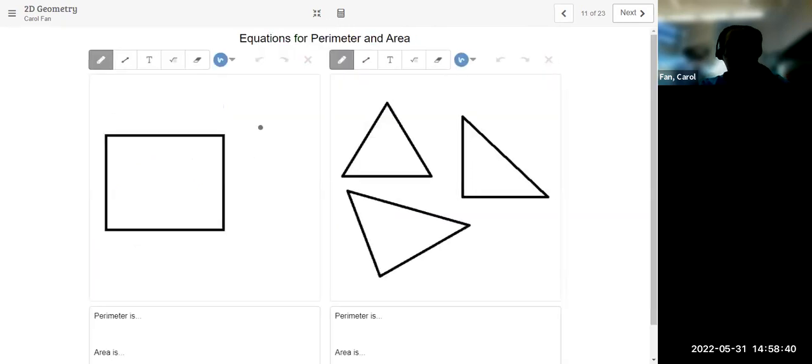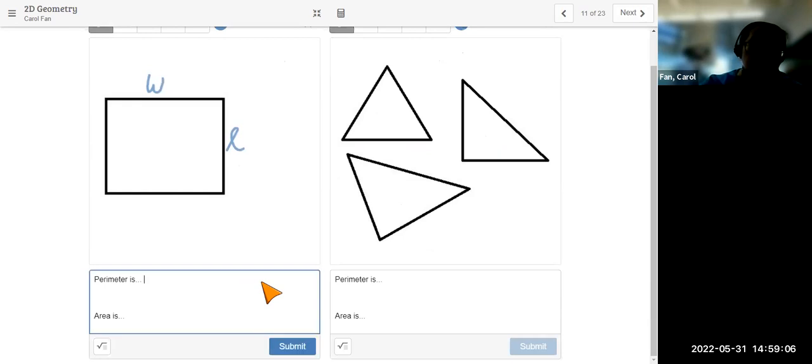In the next slide, we're going to talk about the equation for perimeter and area. So remember, perimeter is the distance around our object. So if I have a length and a width here, my perimeter would be just adding up all of the sides. I have 2 lengths and 2 widths. So I could say that the perimeter is equal to W plus W plus L plus L. Now I can simplify that to P is equal to 2W plus 2L.